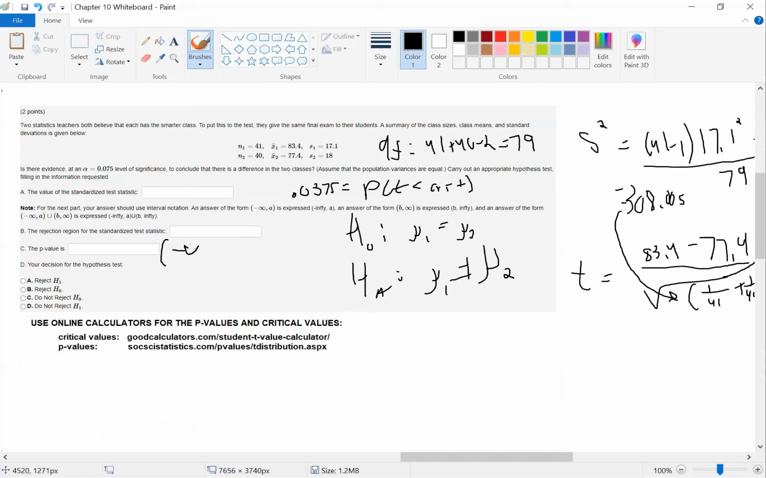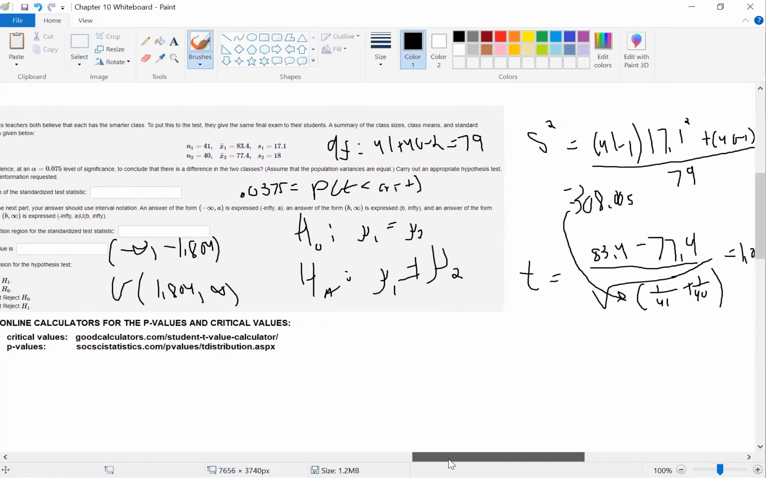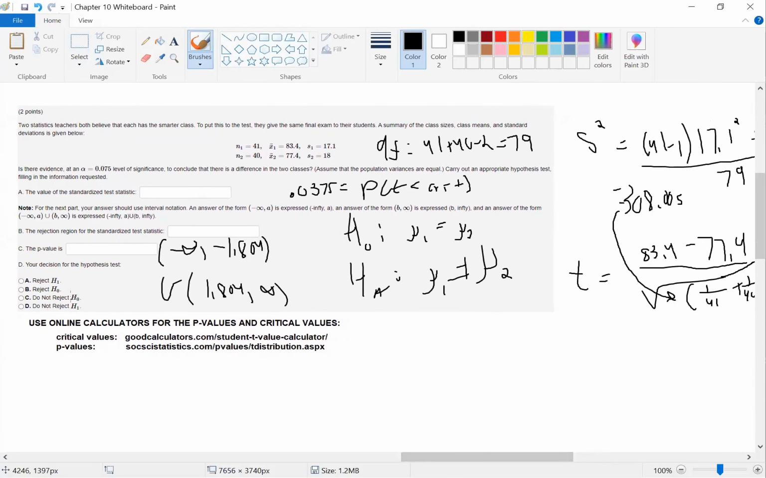So, negative infinity to negative 1.804, and then 1.804 to infinity. If our t-score is in here, this should be a decimal. If our t-score is inside, oh, I didn't write that down correctly. Sorry, we have to use the union. With the union of 1.804 to infinity. Either way, t-score of 1.282 does not fall into that range, so we do not reject.